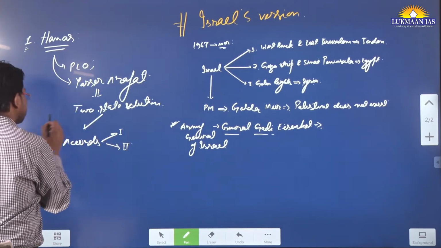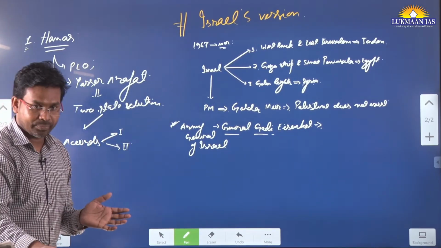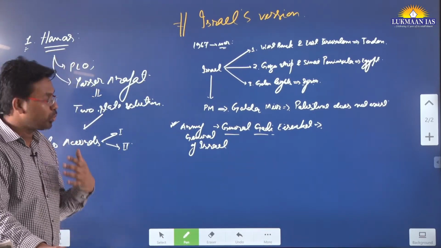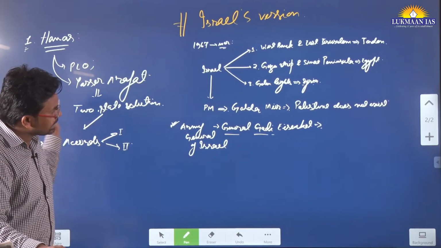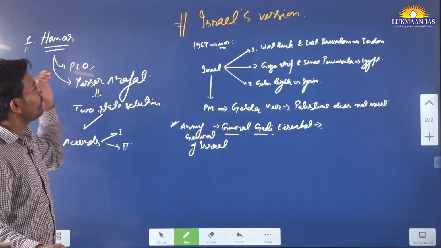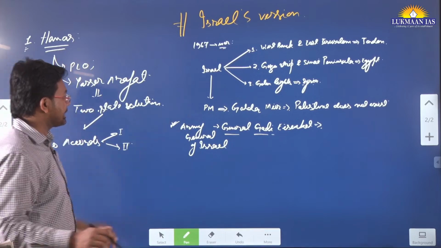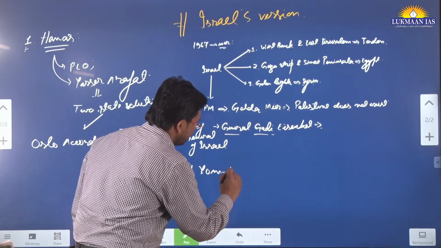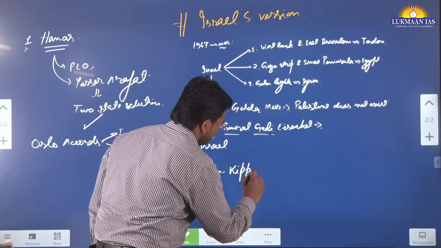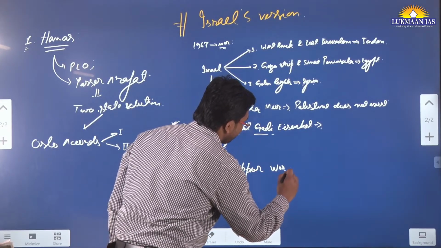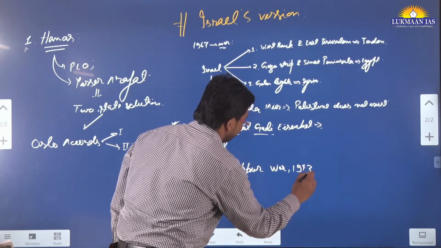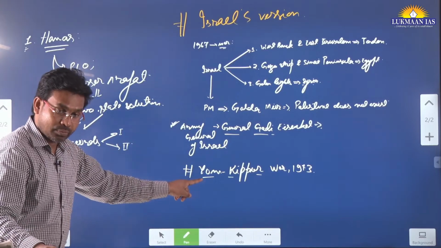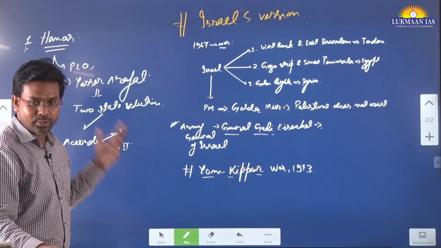But the thing is, this two-state solution did not work. And these people, Hamas, were not ready to give up territory to Israel. So this has continued, and 50 years after the 1973 war, known as the Yom Kippur War, Hamas has launched this attack.